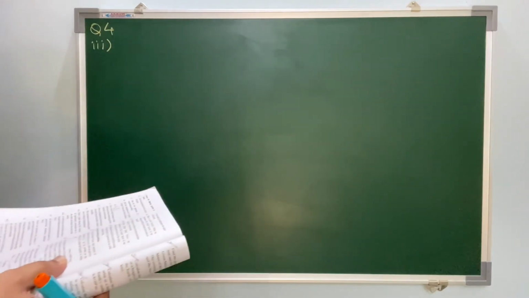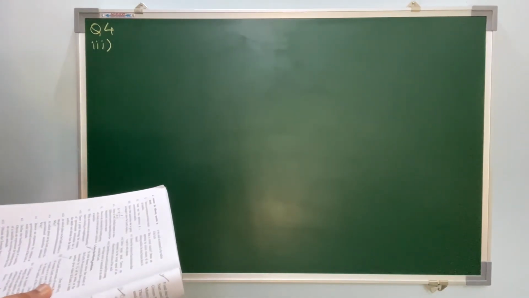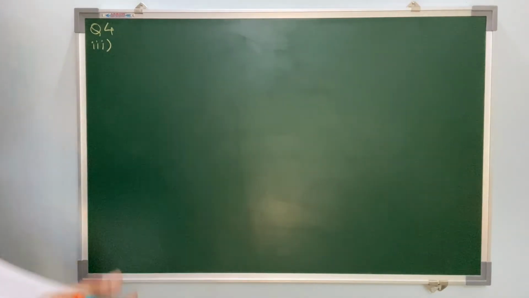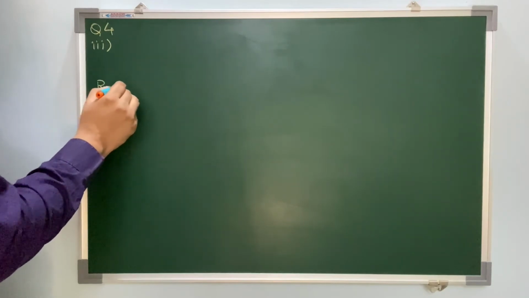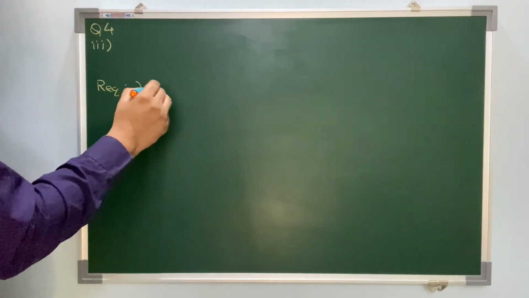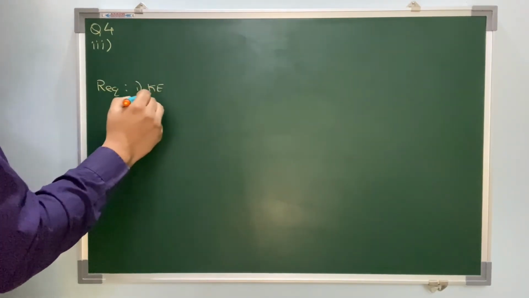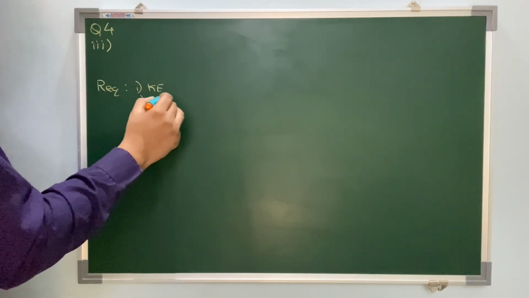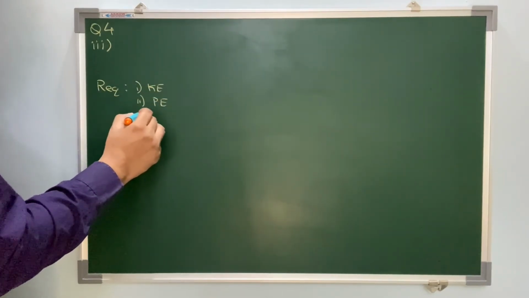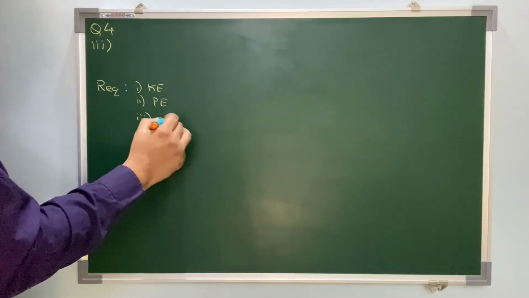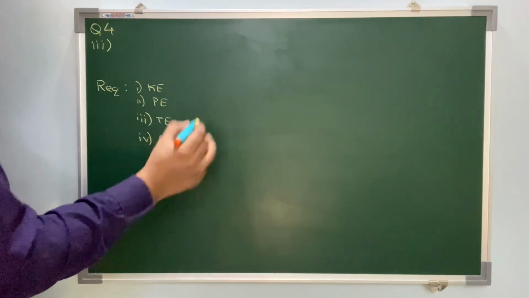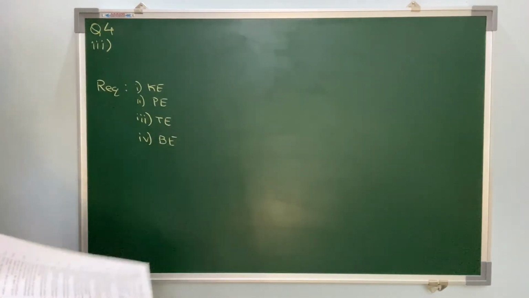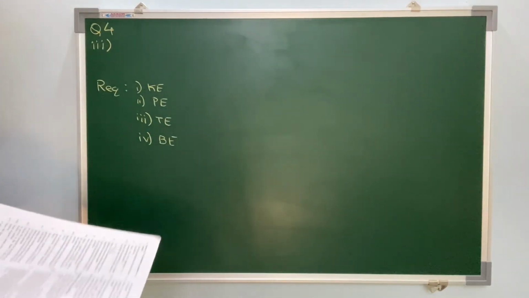They're saying calculate the kinetic energy, potential energy, total energy, and binding energy. So all four forms of energy we have to find out. Kinetic, potential, total, and binding. All four forms of energy are to be found out.